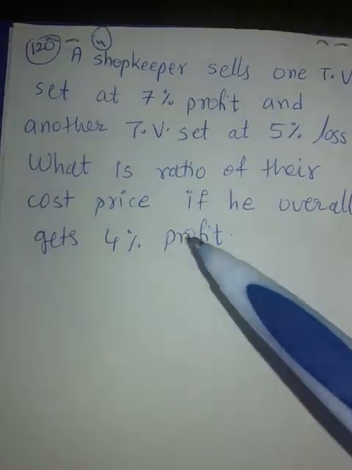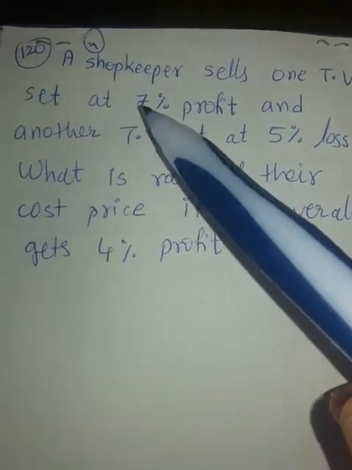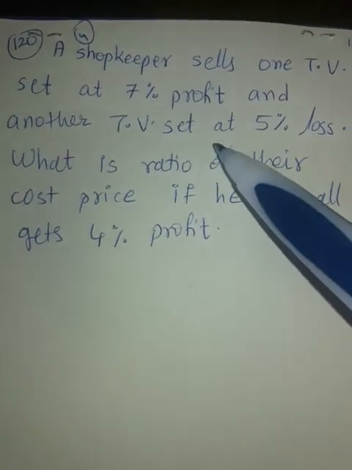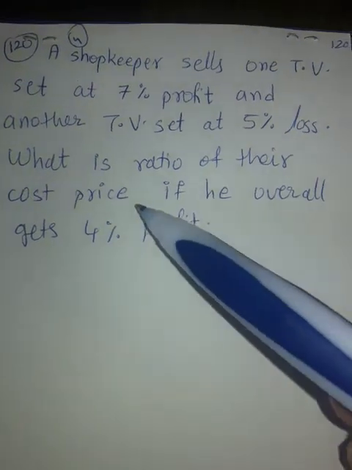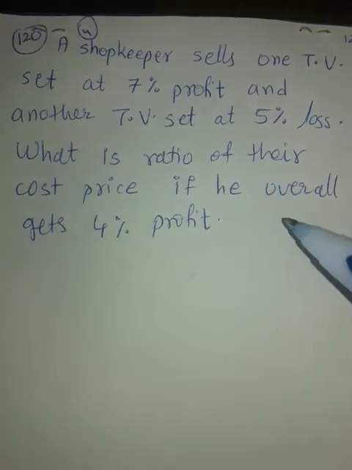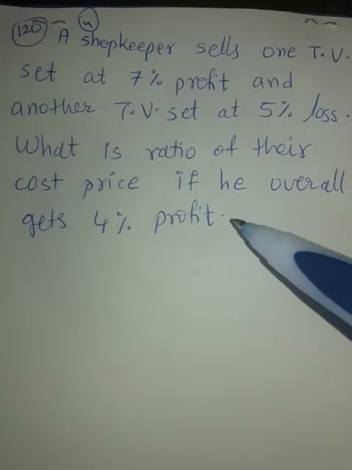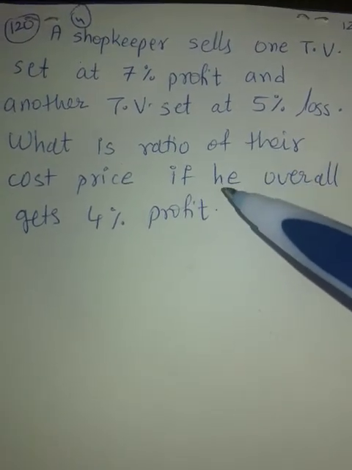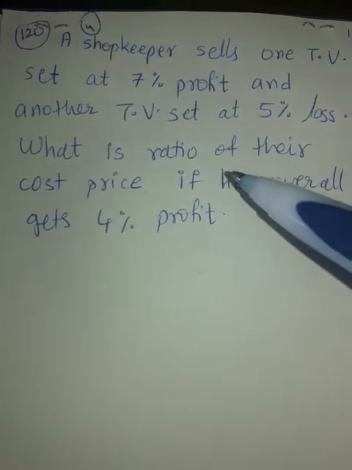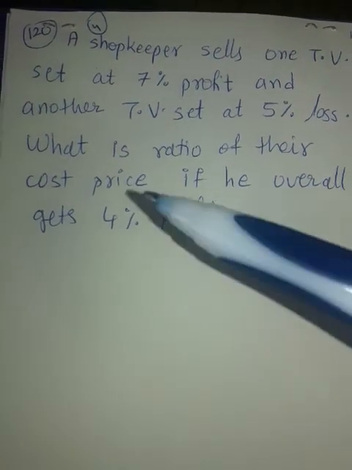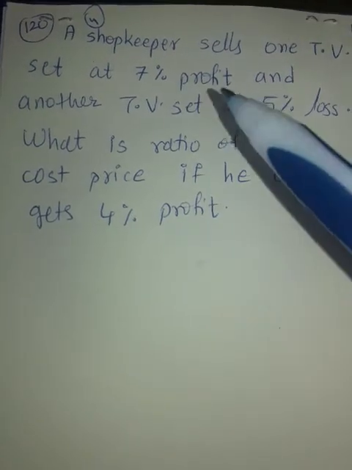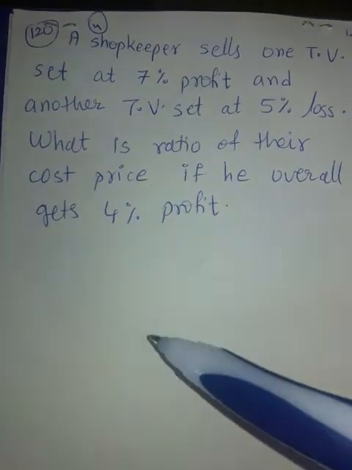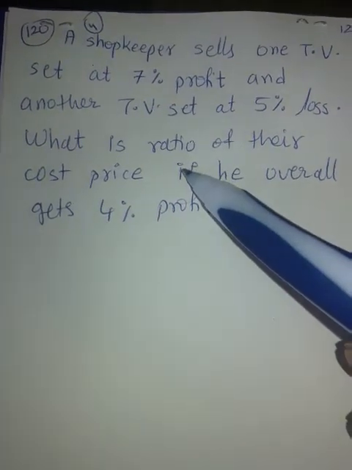We are going to solve it with rule of alligation. A shopkeeper sells one TV set at 7% profit and another TV set at 5% loss. What is the ratio of their cost price if overall he gets 4% profit? Now in this channel I haven't yet covered profit and loss, but many of you might be already expert in solving profit and loss problems, so you can solve it with your own method with profit and loss principles. That is perfectly fine. But here right now we are going to learn how to solve this with rule of alligation.